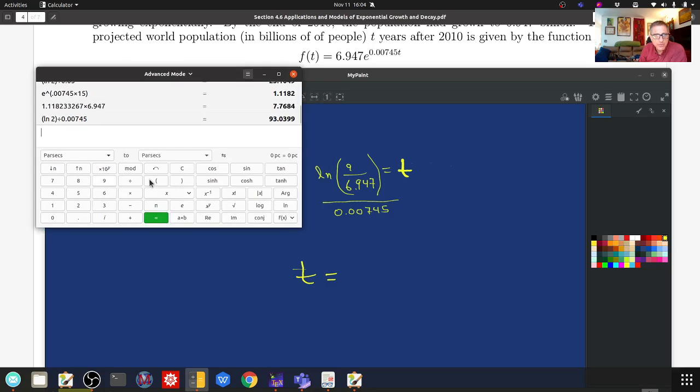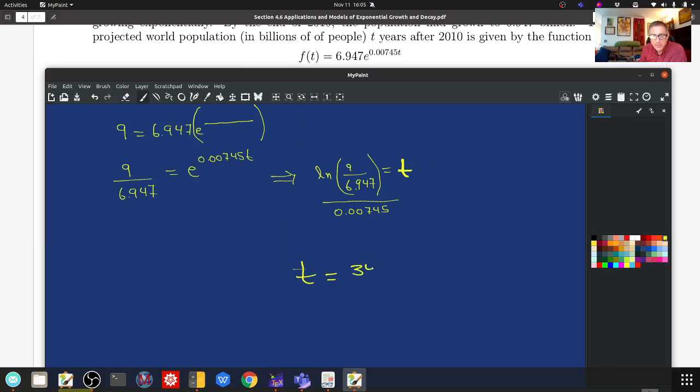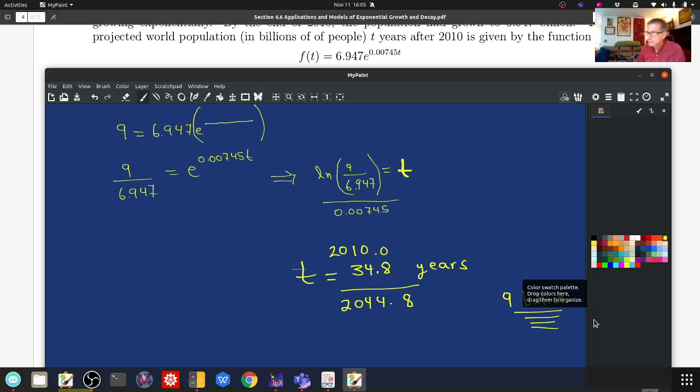I'm going to take the natural log of 9 divided by 6.947. And then I'm going to divide that by 0.00745. That gives me 34.8 years. And we add that to our zeroing out year, which is 2010, to get the final year of 2044, almost the year 2045. If that trend continues, the world population, can you imagine this number, is 9 billion. A lot of people.